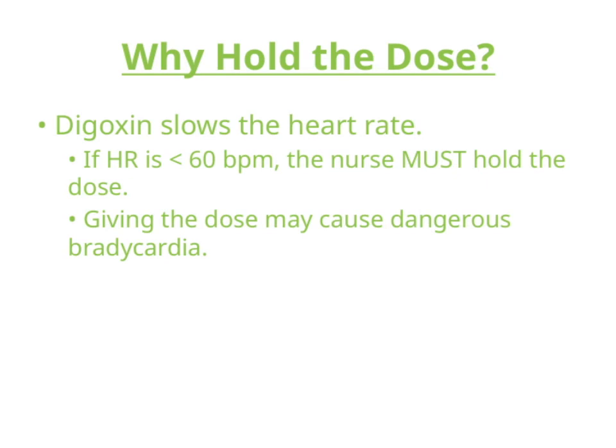Now, let's talk about why we need to hold the dose of digoxin in certain situations. Digoxin is a medication that slows the heart rate, which is helpful in many cases. However, if the heart rate drops below 60 beats per minute, we must hold the dose to prevent any complications. Giving digoxin when the heart rate is too low can lead to dangerous bradycardia, which means the heart is beating too slowly to pump blood effectively. So always check the patient's heart rate before administering digoxin, and if it's less than 60, hold the dose and reassess. This step is crucial to ensure patient safety and avoid potentially serious side effects.